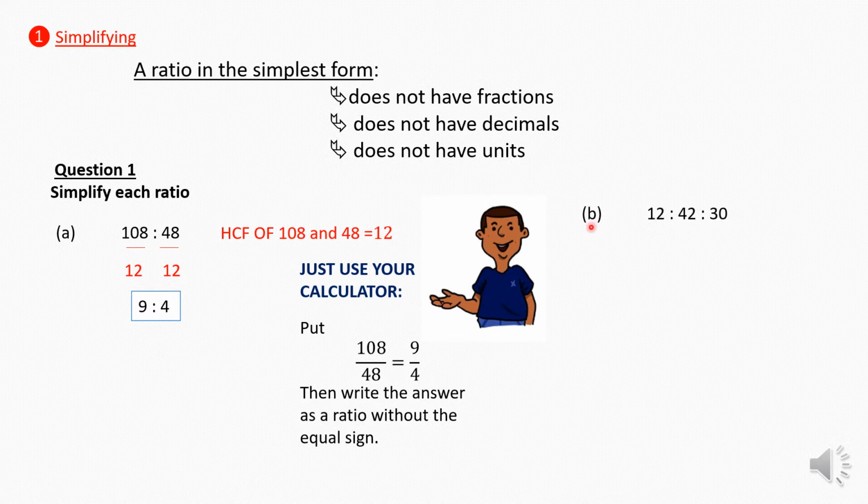Okay, so here we've got three-part ratios, 12 to 42 to 30. Again, so here you obviously now have to look at what is the highest number that goes in 12, 42, and 30. And that number being 6. And when you divide each of those by 6, you get the ratio in its simplest form, 2 to 7 to 5.